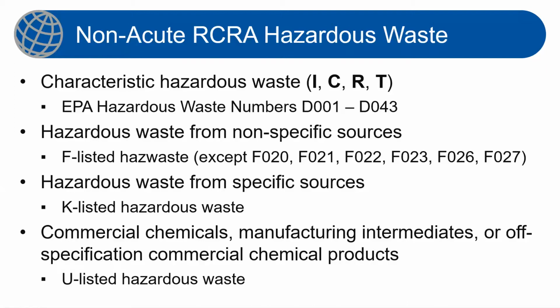Likewise, our spent waste from specific sources are identified on our K list. Every waste on the K list is also considered to be a non-acute hazardous waste, as are those wastes on our U list. Now, what distinguishes the F and K lists, which again include those wastes which are spent, from the U-listed wastes, is that U-listed wastes are unspent waste. These are off specification, unused, unspent waste.